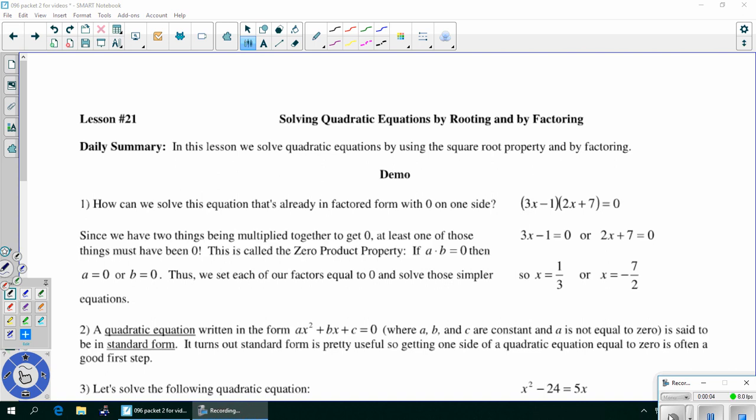Lesson number 21, daily summary. In this lesson, we solve quadratic equations by using the square root property and by factoring.